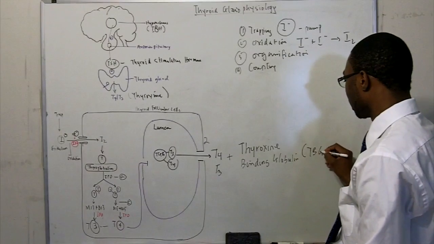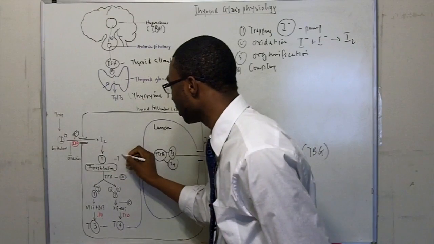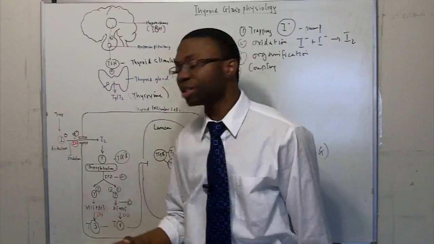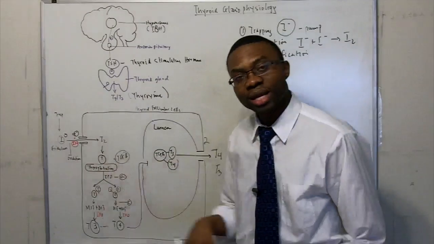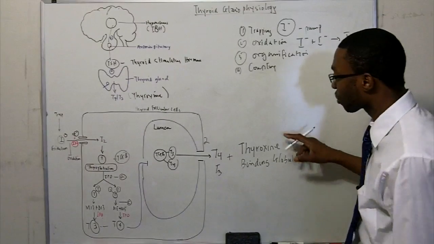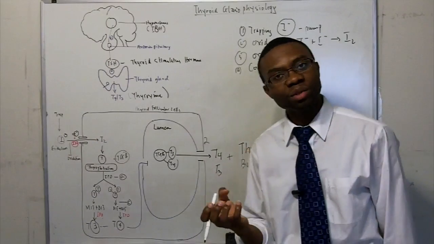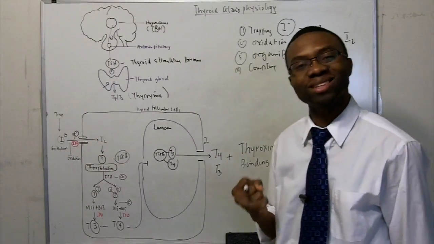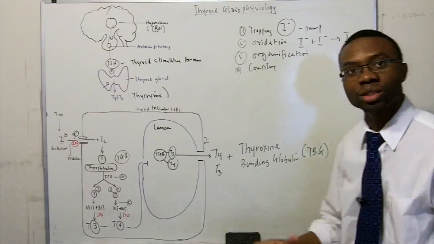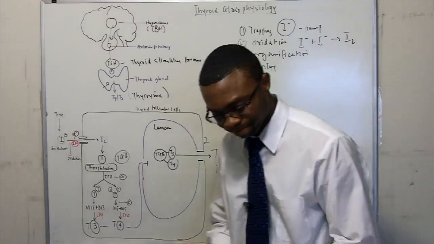Now, this can get really confusing because this is TBG, right? Completely different from thyroglobulin, which is inside the thyroid follicles. Inside your serum, in circulation, thyroxine, now that we've made it, has to bind to a globulin, a protein made by the liver, so that it can carry it around to the tissues and say, hey tissues, we got to use you.